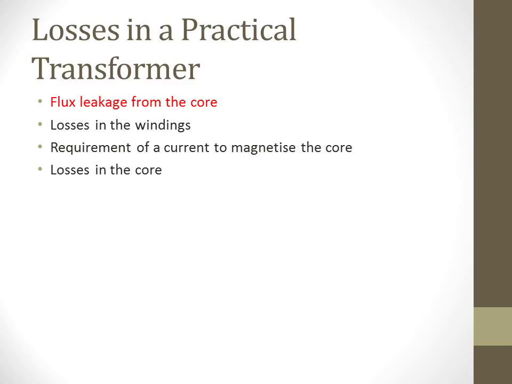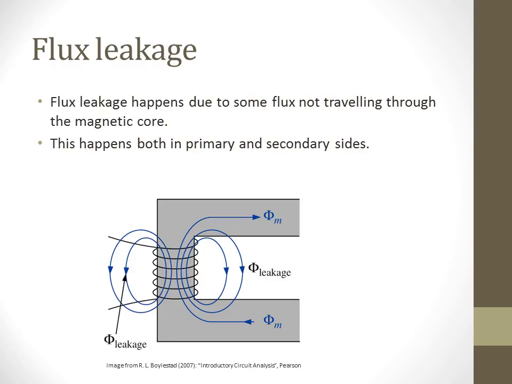Let us first look at the flux leakage from the core. Due to imperfect coupling between the windings and the core, there will be some flux leaving the magnetic core. This flux is called the leakage flux. This happens both at the primary side as well as the secondary side, even though the figure in the slide only shows you the primary side of the transformer.